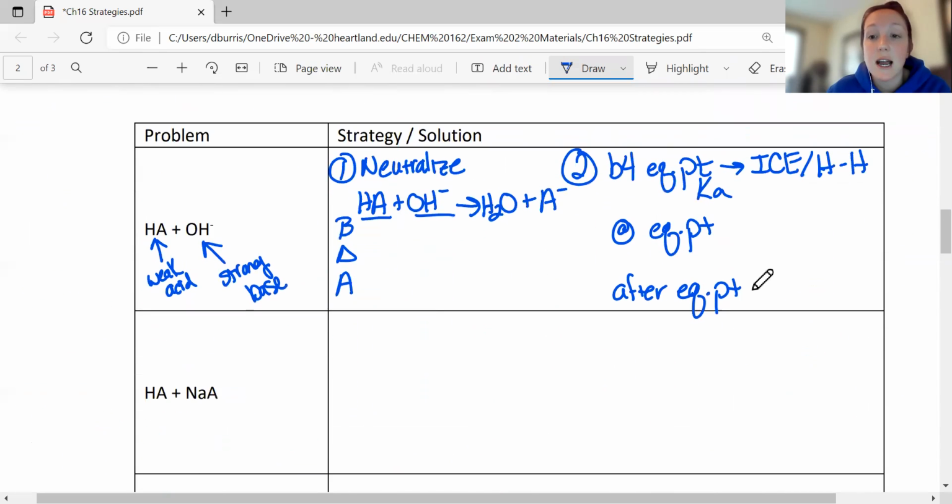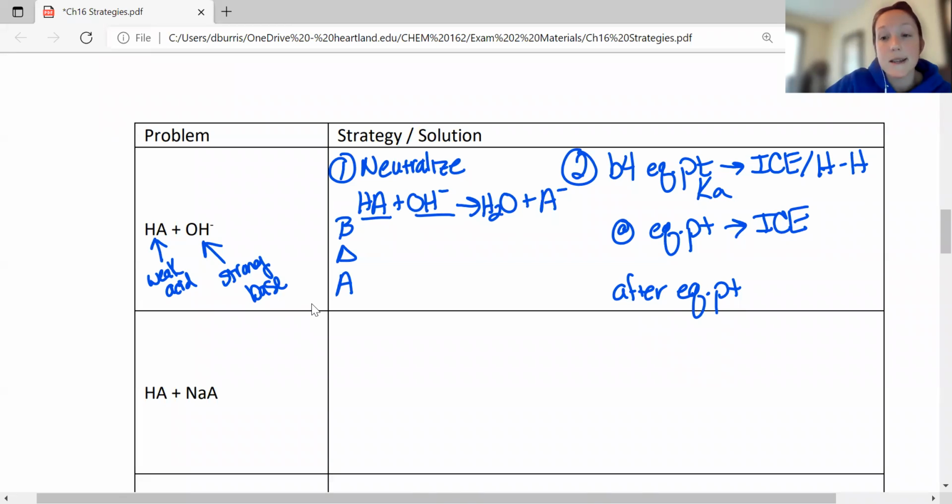So if you have just a conjugate in water, you're going to have to do an ice table to figure out the pH. And no, you can't use the Henderson-Hasselbalch one here. You would have to do an ice table. Now, if I have all A minus in my solution, meaning I've hit the equivalence point, I have only A minus left, then A minus is a conjugate of a weak acid, so it actually acts basic. So you should be using the Kb equation.